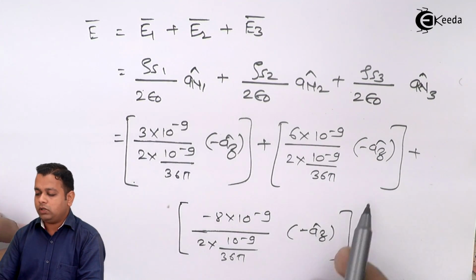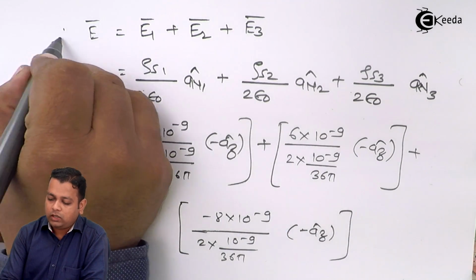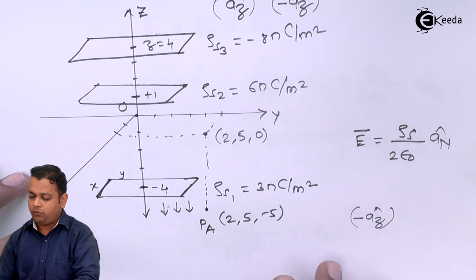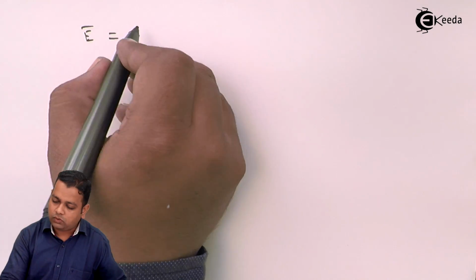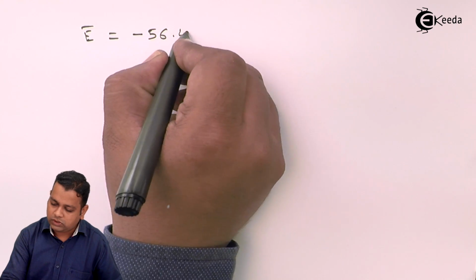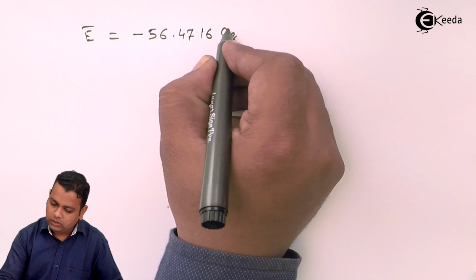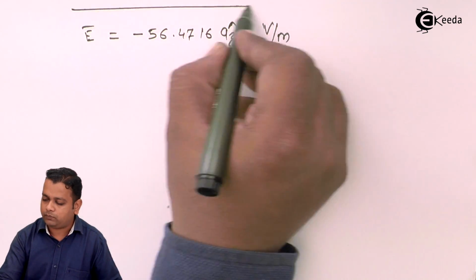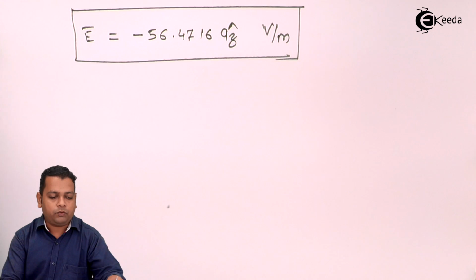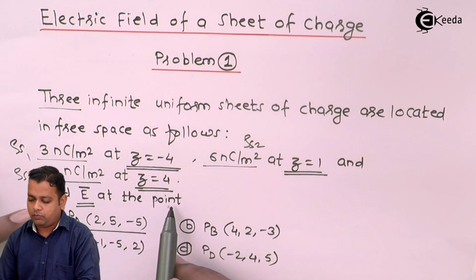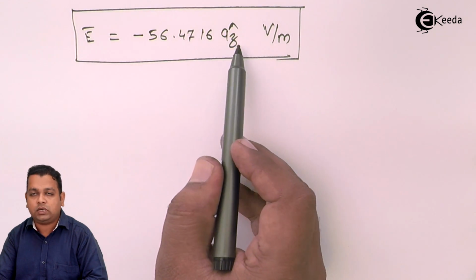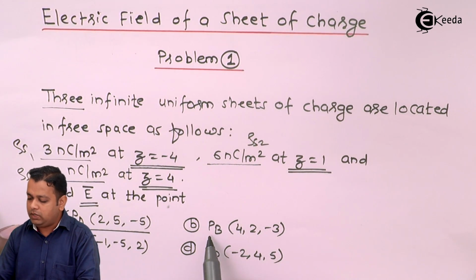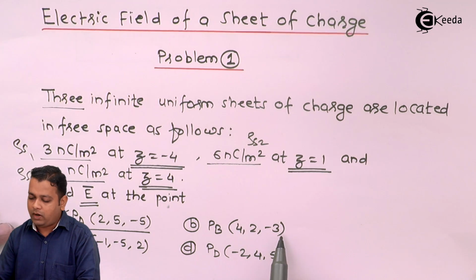So now we have substituted all the values for the three terms to get the net electric field intensity at the field point PA. The field point PA is here. After doing the calculations, the final value is capital E bar equal to minus 56.4716 Az cap. The unit of measurement is volts per meter. The problem statement was to find E bar at the point. So at point PA we have the answer E bar equal to minus 56.4716 Az cap in volts per meter. Now let us plot the point PB having the coordinates 4, 2, minus 3 and also determine E bar.